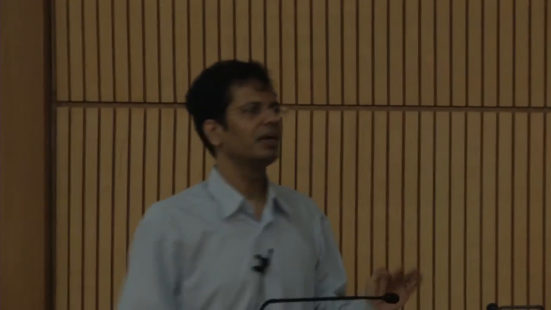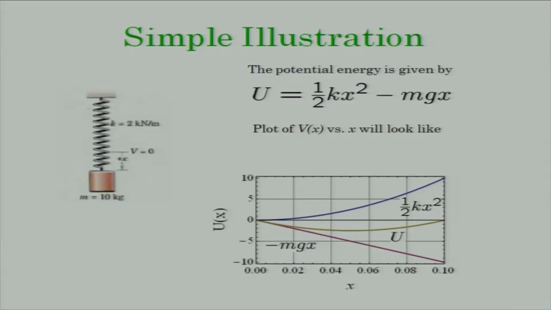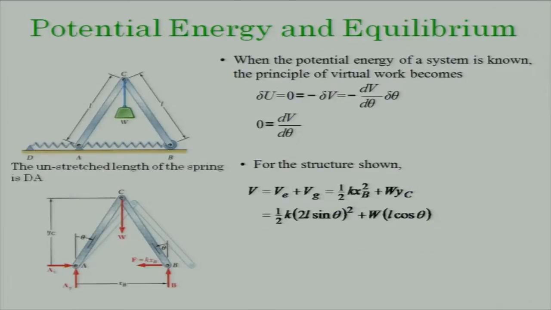So wherever you can write down U in terms of some kinematic coordinate, now this kinematic coordinate need not be a small coordinate. This X need not be small. X can be finite, and then we can write down the overall potential of the system. The extremum of this, where dU by dx becomes 0, is the point of equilibrium. That is the principle of minimum potential energy.